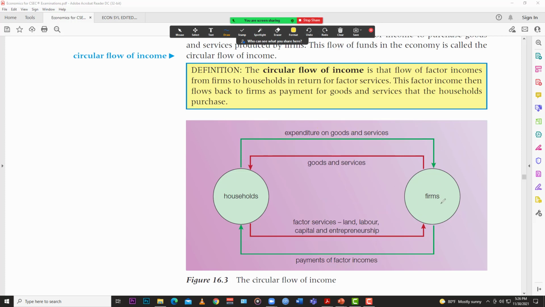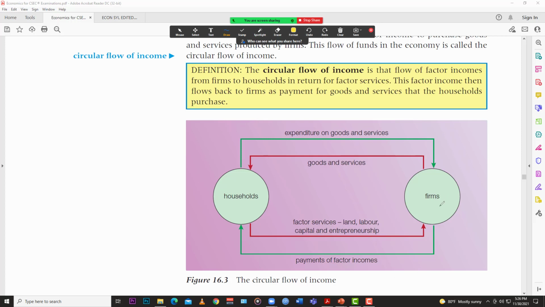The firm in turn pays the household the income from these factors of production. So if I work, I get paid a salary, I get paid a wage. What do I, as a household, do with this wage? Well, I buy goods and services from the firm. So that's why we get this circular flow. Everything goes around and around and around.